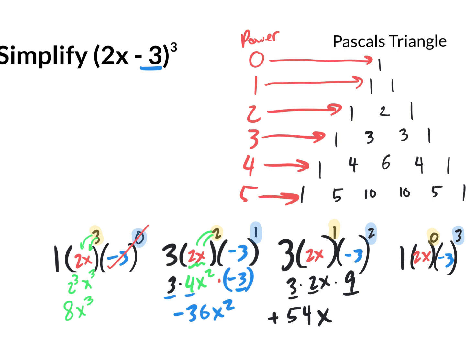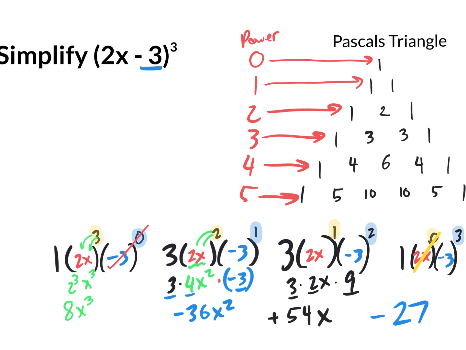Now for my last term, it's pretty easy. Anything to the 0 power, 2x to the 0 power, that becomes 1. So I could just scratch that out. Negative 3 times negative 3 times negative 3, what is that? Negative 27. So negative 27 is your last term. So believe it or not, there's our answer. 8x to the third minus 36x squared plus 54x minus 27. Same problem we did, but we just used Pascal's triangle.